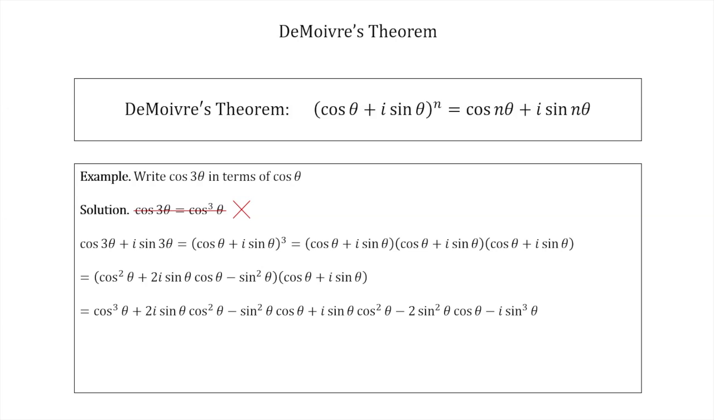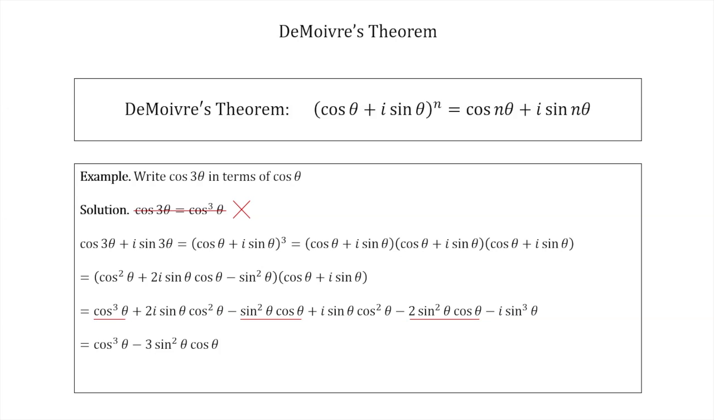So what do we have that's real? Well, the first term, there's no i, cos cubed theta. So we'll put that down. And then the only other two terms that don't have an i are these two here: sine squared theta cos theta, minus sine squared theta cos theta, and minus 2 sine squared theta cos theta. These are the exact same terms. We have minus 1 sine squared theta cos theta, minus 2 sine squared theta cos theta. So in total, that's minus 3 sine squared theta cos theta. So we've combined these, and already we've simplified the answer a little bit.